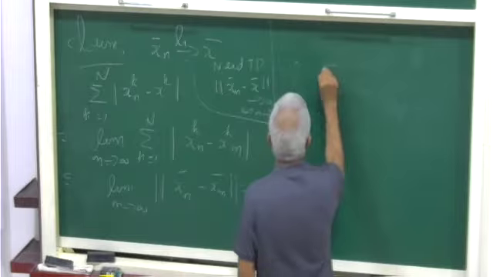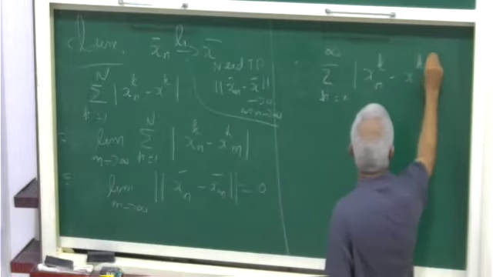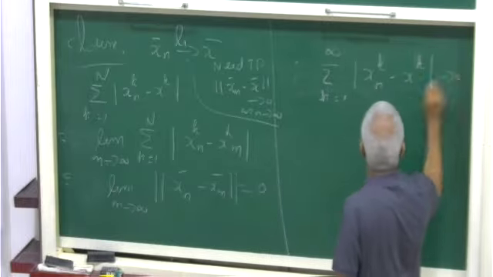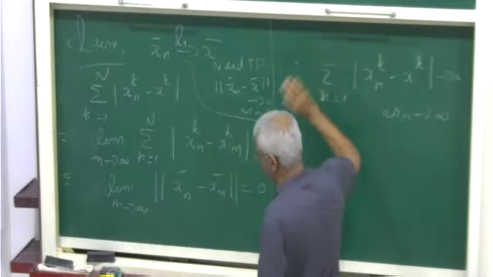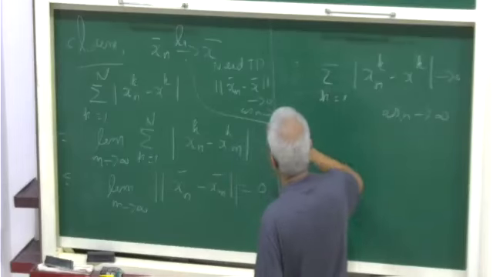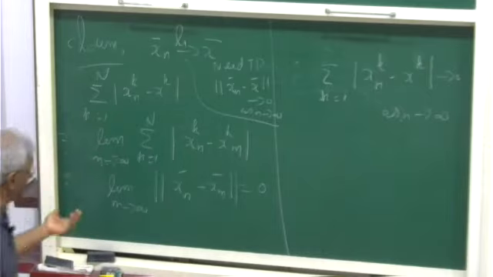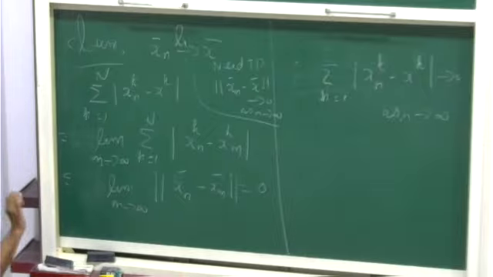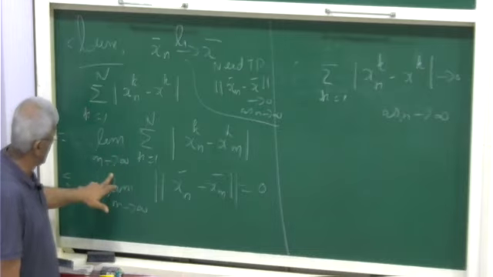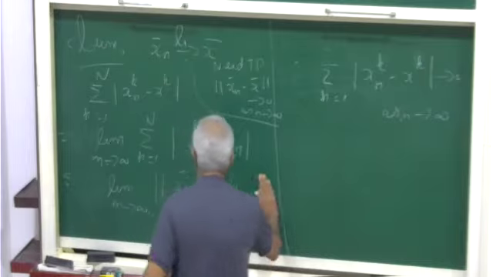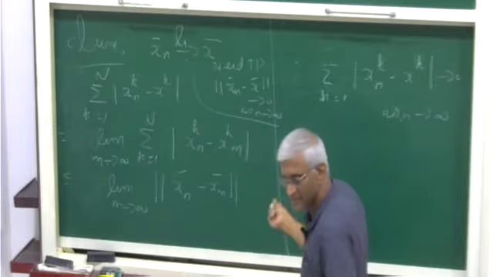Now this implies summation k equal to 1 to infinity of xk n minus xk. This goes to 0 as n goes to infinity, right? That will be less than epsilon. So I have summation k equal to 1 to n, which is m equal to this, up to here. This is fine. This is not equal to 0. This will be less than epsilon after some time.